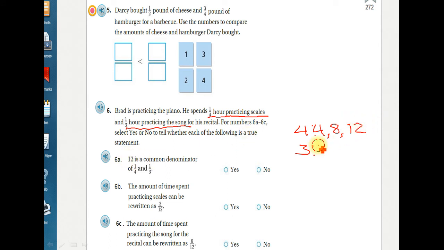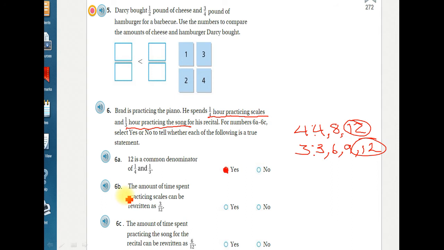Same thing with 3: 3, 6, 9, 12. Oh, there it is, 12. I'm going to stop again. So, is 12 a common denominator? Well, yeah, it's here and it's here. They have that in common. So, yes.